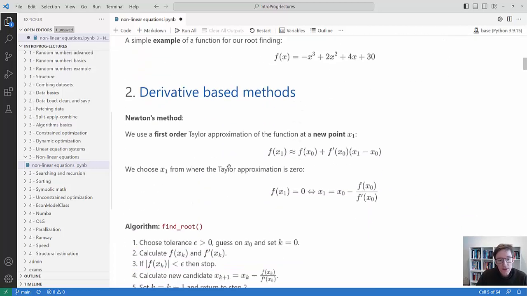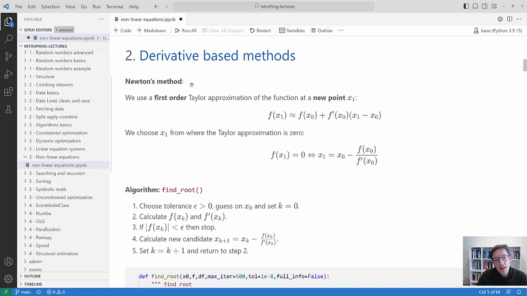So in terms of derivative-based methods, the basic method here is Newton's method. And let's start by saying that we use the first order Taylor approximation of the function at a new point x1. So let's say that we know the function at x0 and we know the derivative at x0, then the first order Taylor approximation is just this linear function here, and this is now the function value at x1. Now the idea is that we will choose x1 such that the Taylor approximation is 0. So we set this equal to 0 and we derive what x1 should be in terms of x0. So now we have an expression for how to update our initial guess to a new guess.